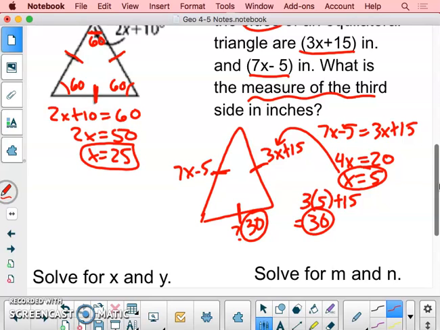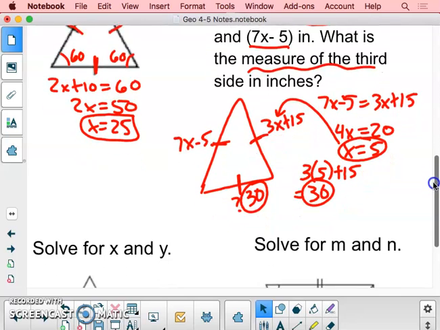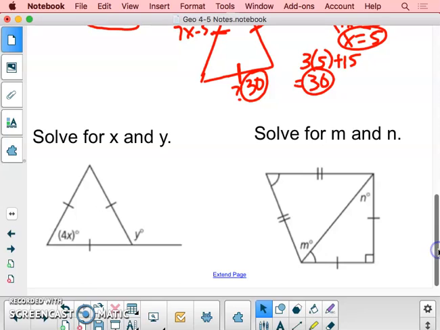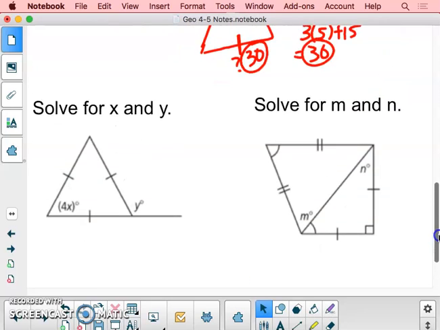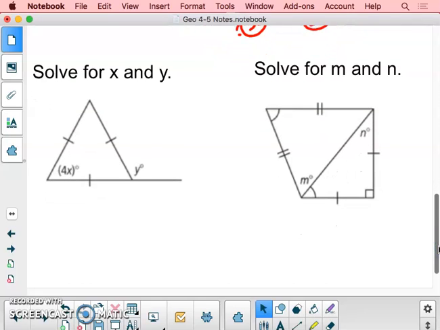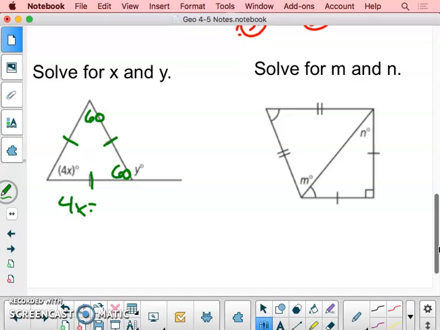Okay? So equilateral triangles, you can use the fact that all the sides are the same to your benefit. You can also use the fact that all three angles are 60. Okay? All right, last two here. What I know right now is that if this is equilateral, then all these angles are 60s. So I could set 4x equal to 60 to find x. When you divide by 4, x has to be 15.